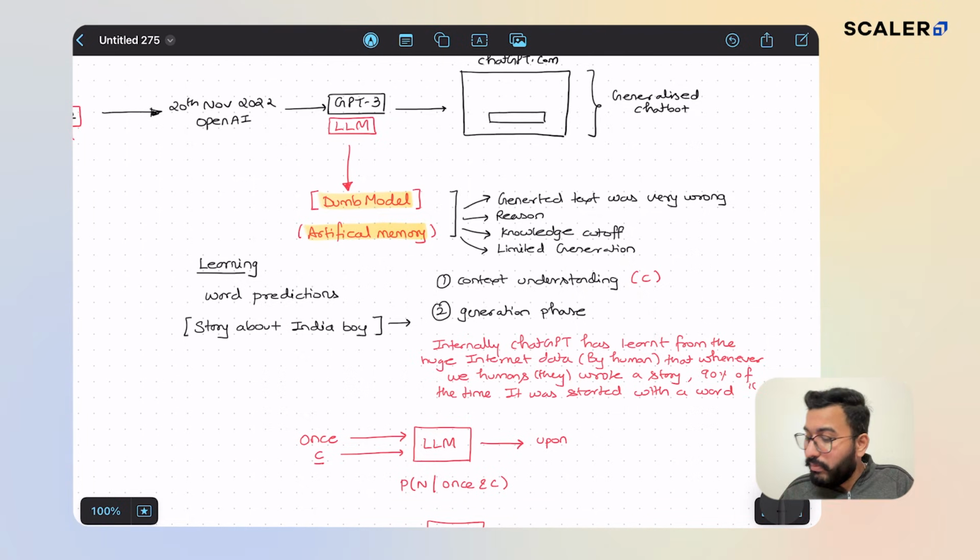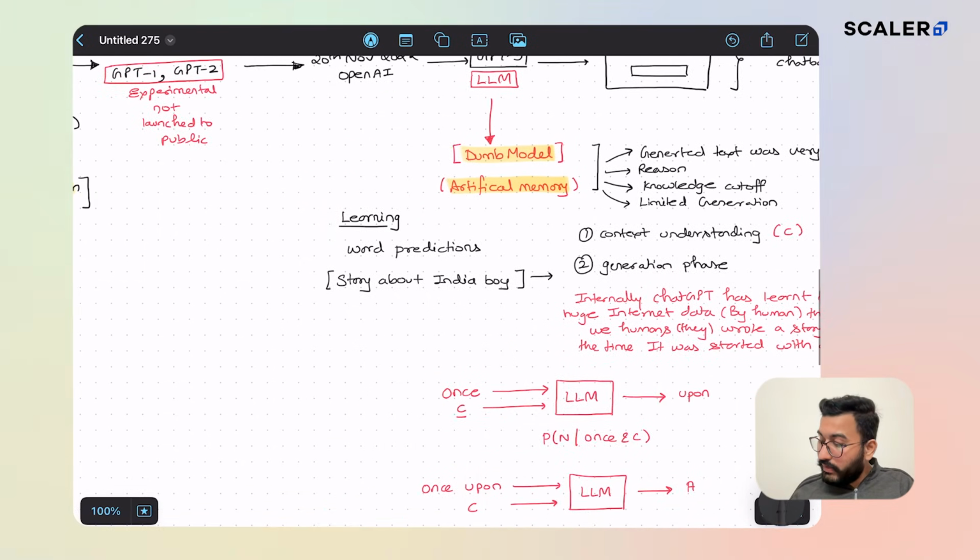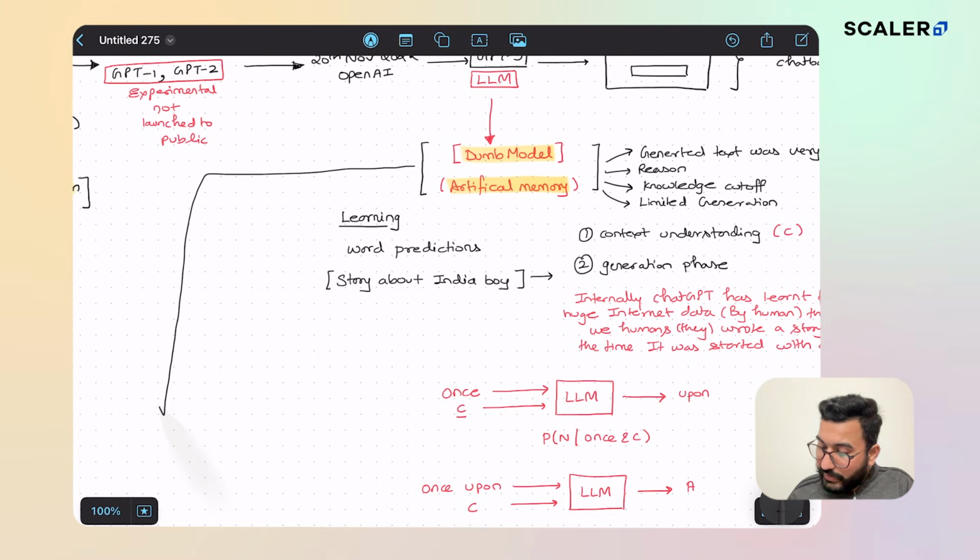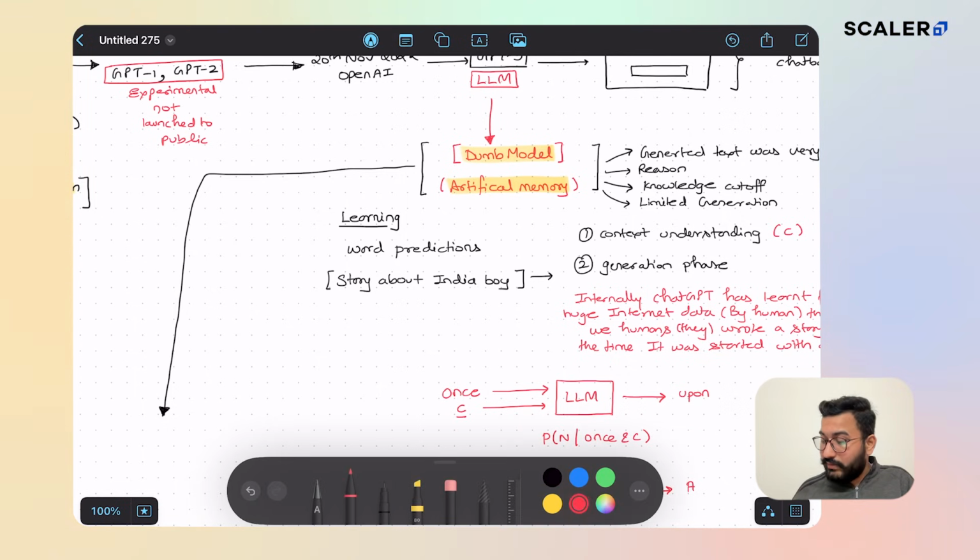So these were the problems with ChatGPT 3 when it was launched. And that is where the next phase of innovation came into existence. So from 2022 till 2025, as of today, all the innovations and the developments that were made to get this artificial memory the title of artificial intelligence. Now let me tell you what I mean by this transition.